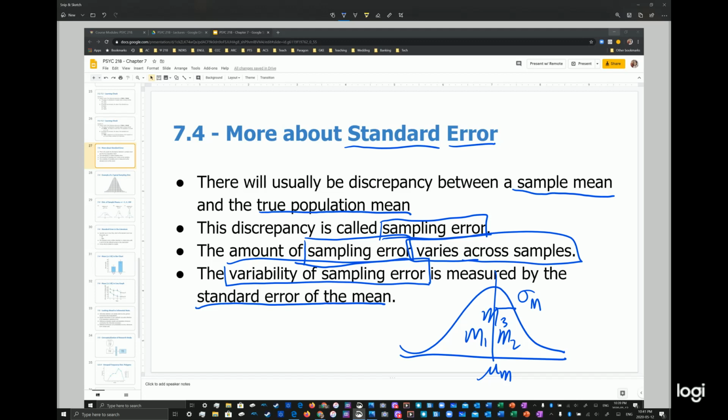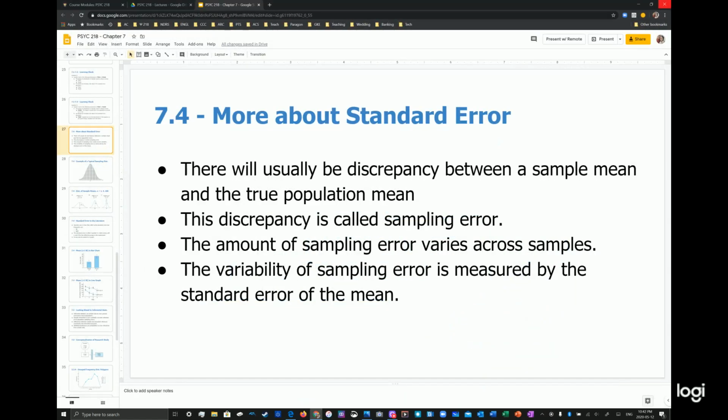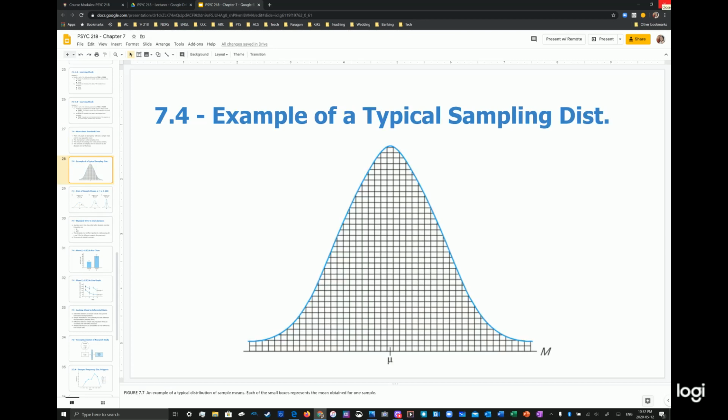However, the mean of the sampling distribution is the same as the population mean. So again, to remember, in the sampling distribution of means, the mean of that distribution is the same as the population mean, but the standard error is not the same as the population standard deviation. In fact, it's going to be smaller as n gets larger.